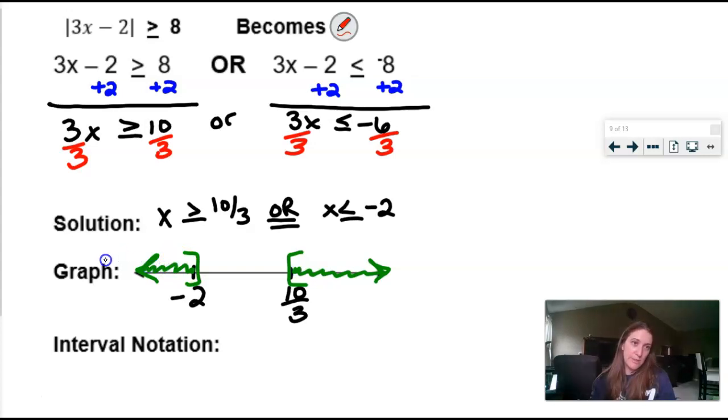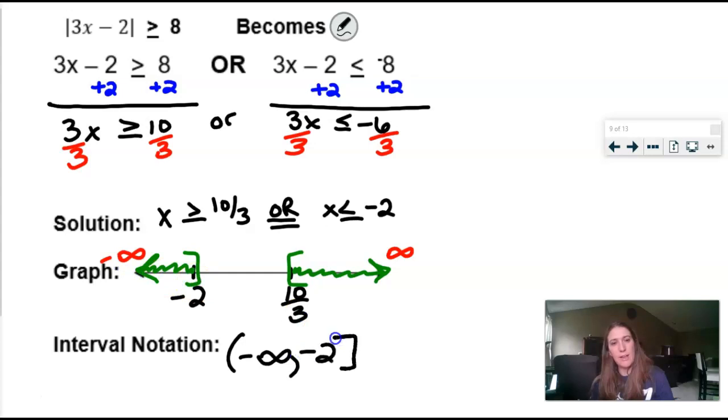So these are the weird ones. You got to remember that negative infinity lives down here and positive infinity lives up here. So your interval, your coloring of your number line starts at negative infinity, always a parenthesis on negative infinity, and then it keeps coloring until -2 with a bracket. It jumps over a whole bunch of stuff, so we're going to use the union symbol, and then it picks up again at 10/3, and then it keeps coloring until positive infinity.